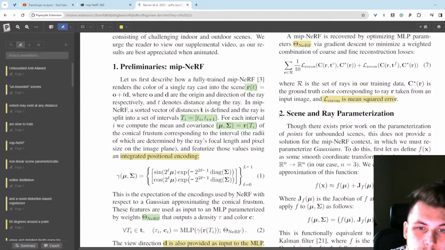Cool, let's go further. Scene and ray reparametrization. Though there exists prior work on parametrization of points for unbounded scenes, this does not provide a solution for Mip-NeRF context in which we must reparametrize Gaussians. Yeah, so this is the idea.